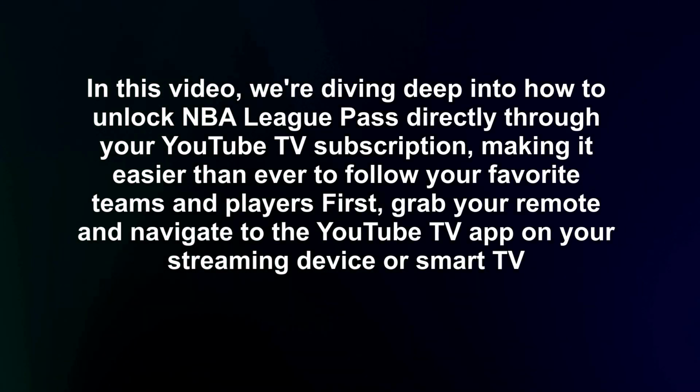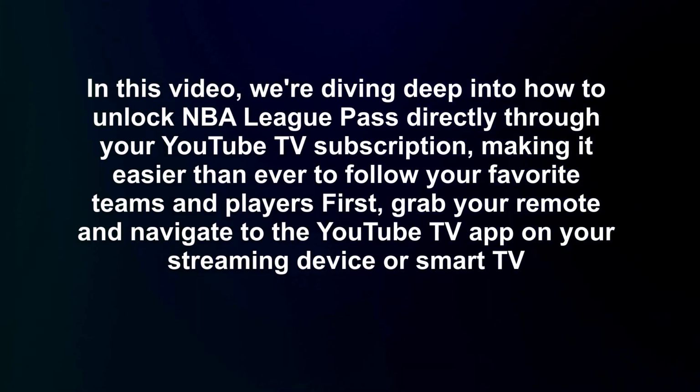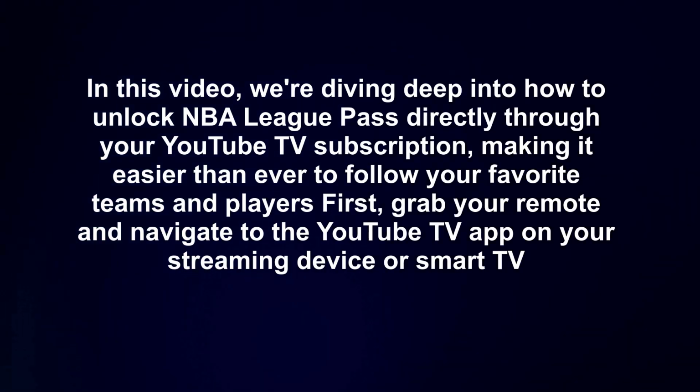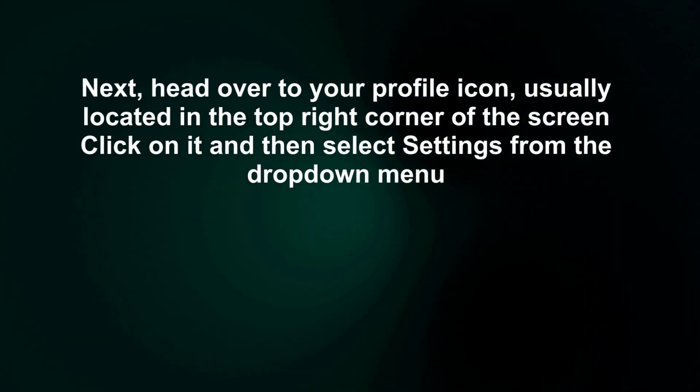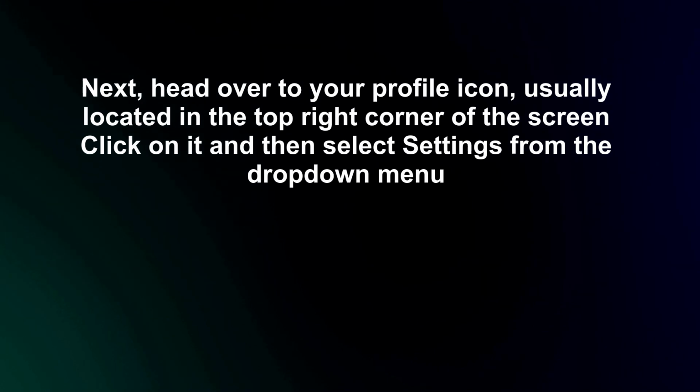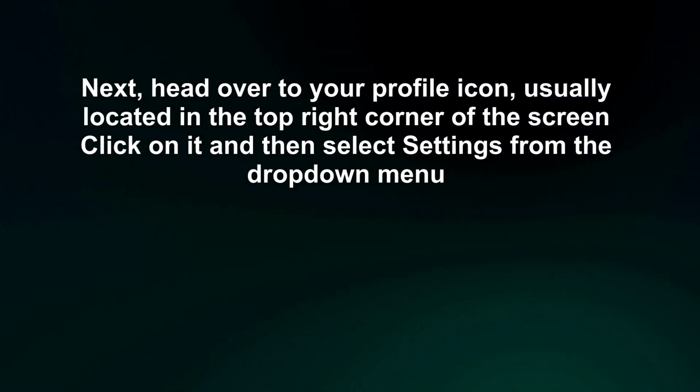First, grab your remote and navigate to the YouTube TV app on your streaming device or smart TV. Next, head over to your profile icon, usually located in the top right corner of the screen. Click on it and then select Settings from the drop-down menu.